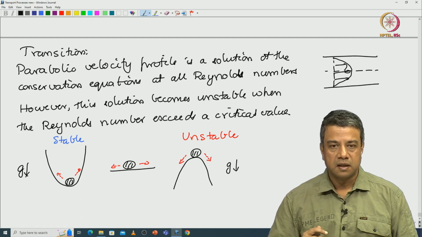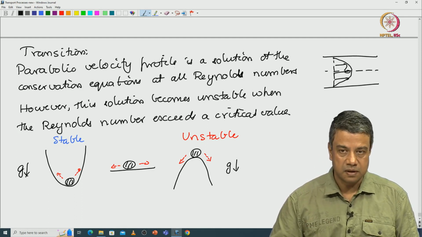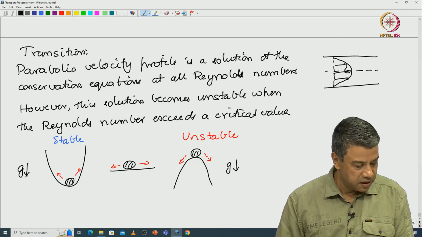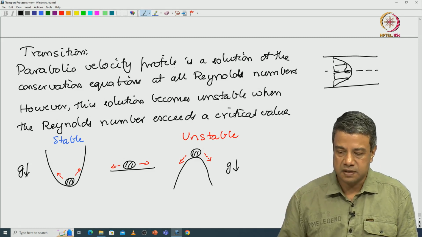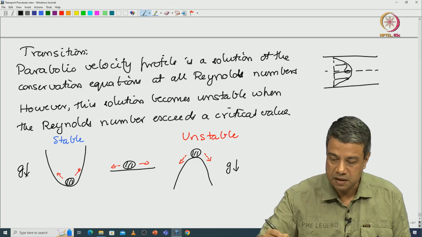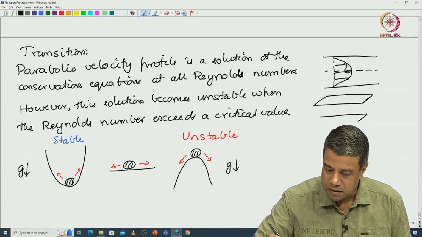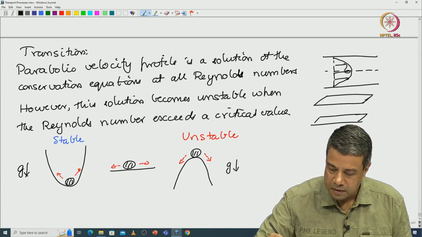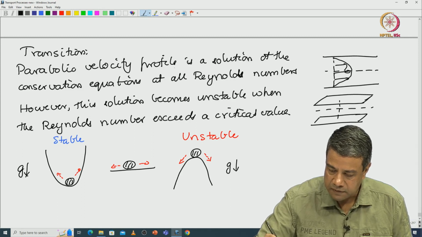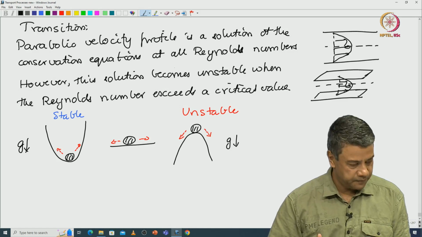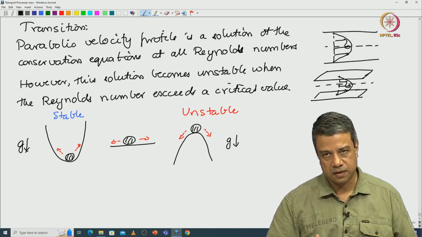This is the classical picture of hydrodynamic instability, and it holds for various kinds of configurations. So, for example, in a channel flow between two plates, where I have a parabolic velocity profile, if the velocity exceeds a critical value, there is an instability of the base state, and this leads to a transition to turbulence.